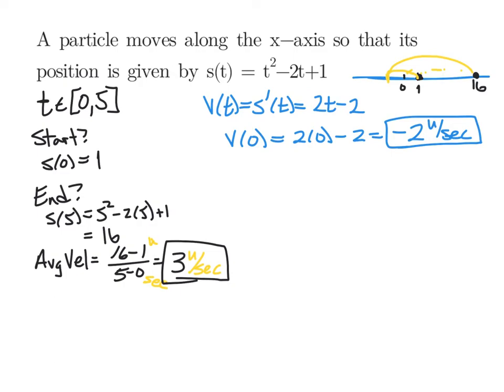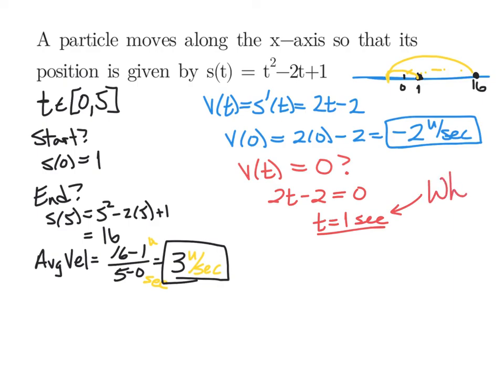That's going to happen when our instantaneous velocity changes from negative to positive. Well, that change from negative to positive is at 0. So we want to find when the instantaneous velocity is equal to 0. Well, that'd be 2t minus 2 is equal to 0, or t equals 1 second. So after 1 second, that's when it's going to stop and turn around. So what we found here is that 1 second is when the particle stops and turns around.